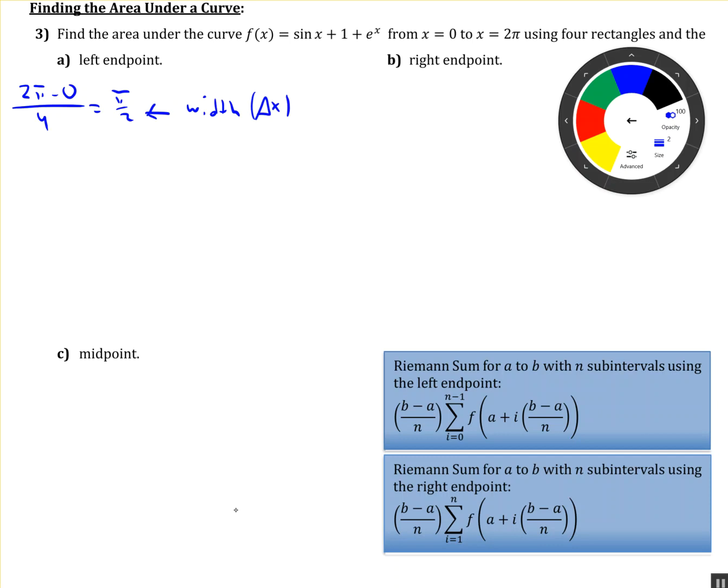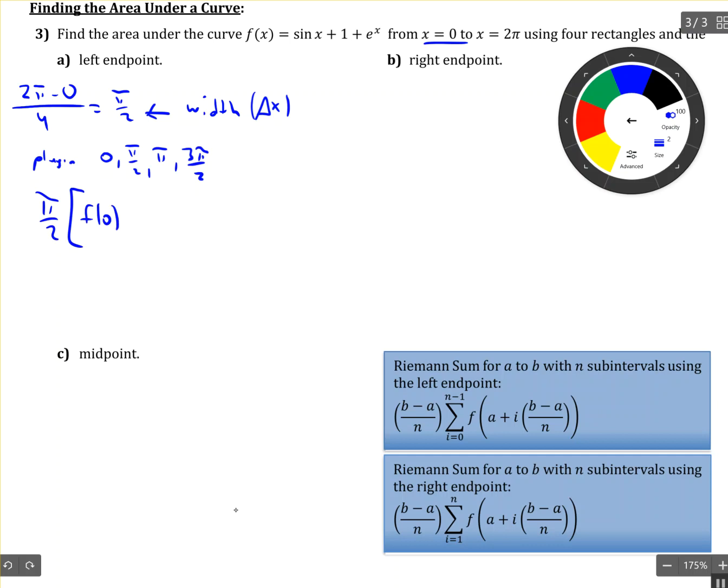And so then we're going to start at the left endpoint. So we're going to plug in 0. That's my left endpoint. And then I'm going to go up by pi over 2 each time. So pi over 2, up another pi over 2 is pi, up another pi over 2 is 3 pi over 2. And so there we are. And then we basically just put that pi over 2 out in front, plug those in, add them up.